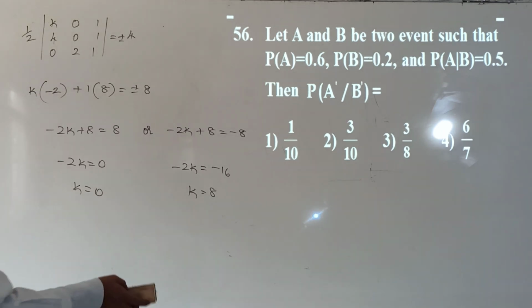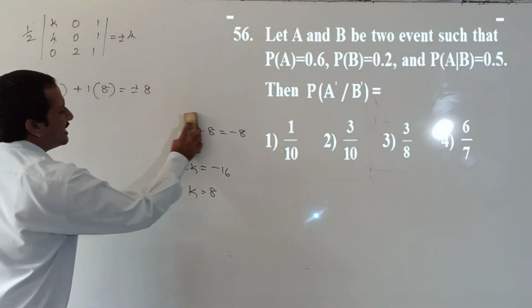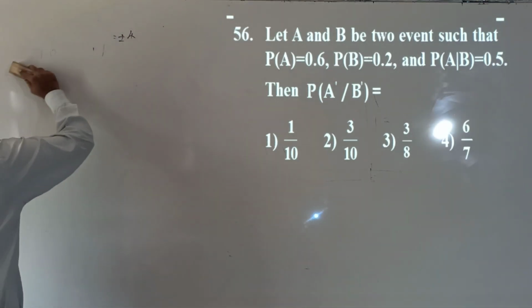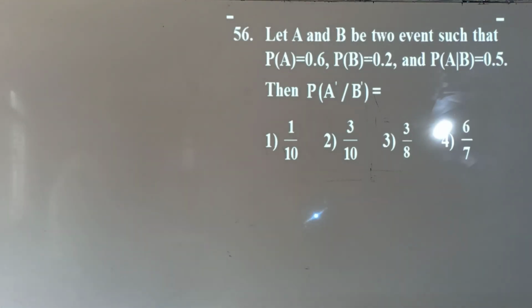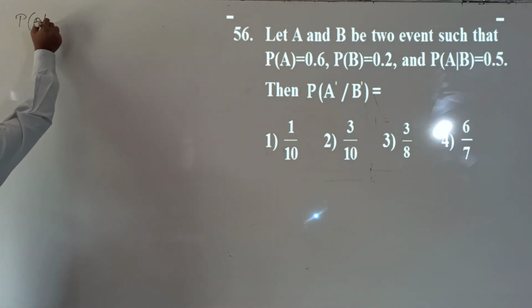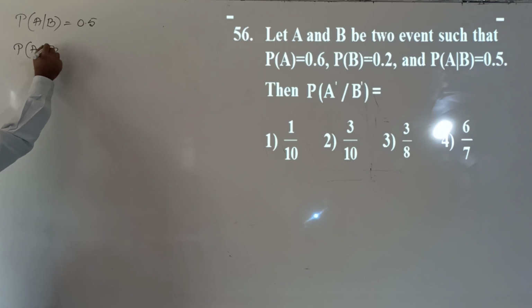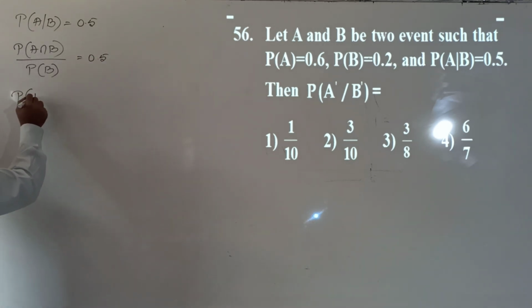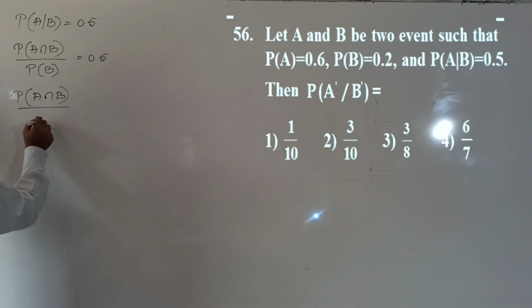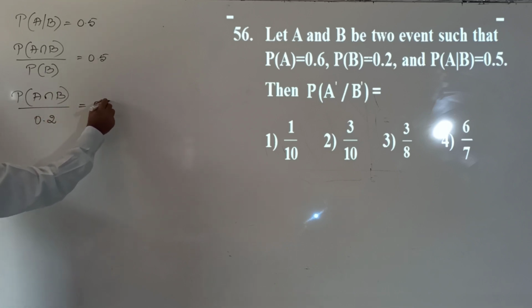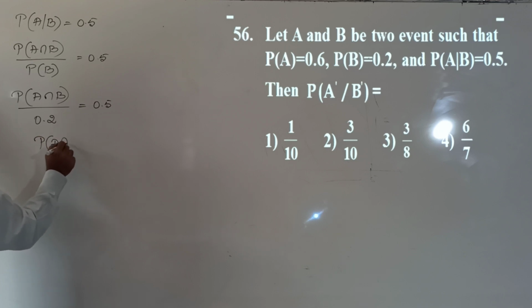56th question. Let A and B be two events such that P of A is equal to 0.6, P of B is equal to 0.2 and P of A given B is equal to 0.5. Then by definition, this can be written as P of A intersection B divided by P of B. That's equal to 0.5. P of B, you can substitute, P of B is equal to 0.2. So multiply, we get P of A intersection B is equal to 0.1.